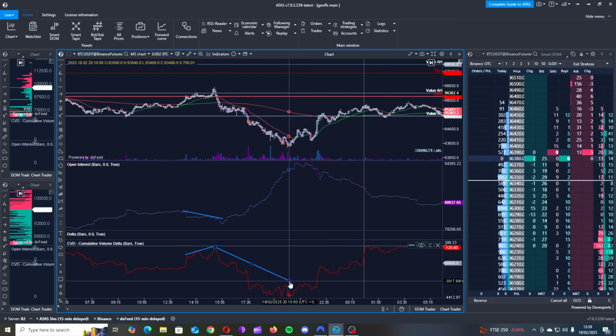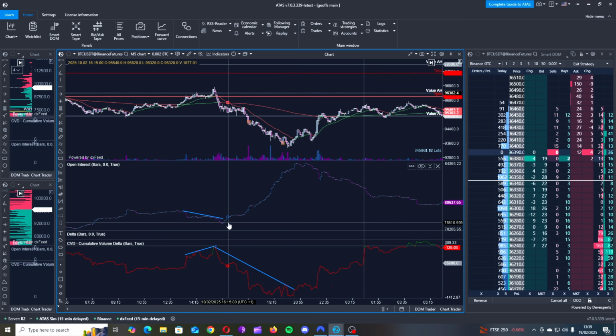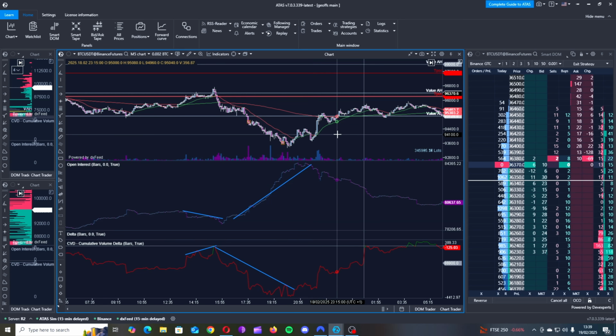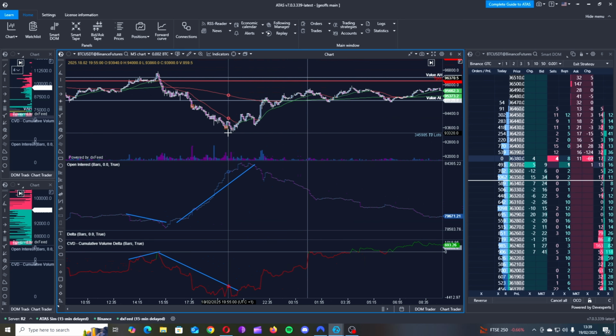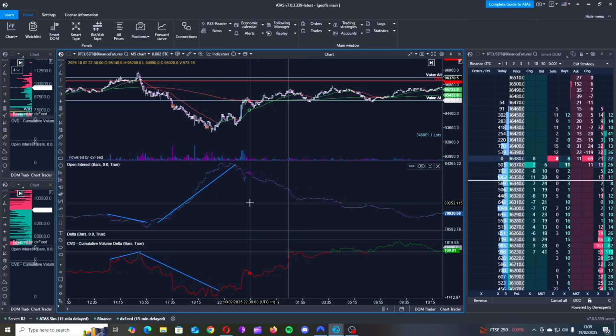So we've got this dropping like this, but we've got open interest increasing. And then we get to a certain point here where people have probably taken the profits. And then a similar situation again. Open interest has started to drop off, which means all these people that were shorting are now closing their positions. And CVD had started increasing. So people have started to open the longs.